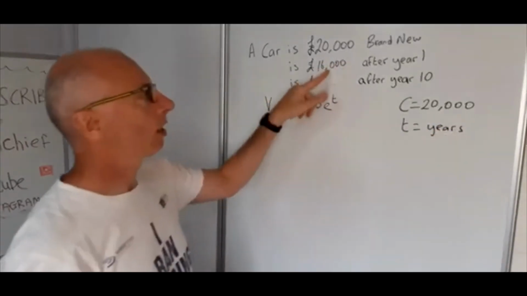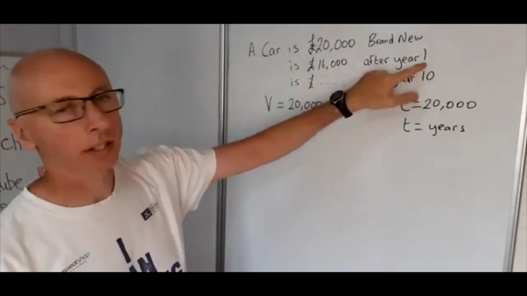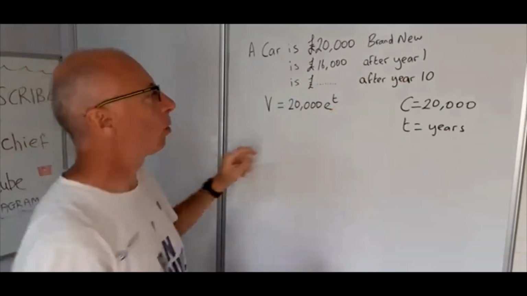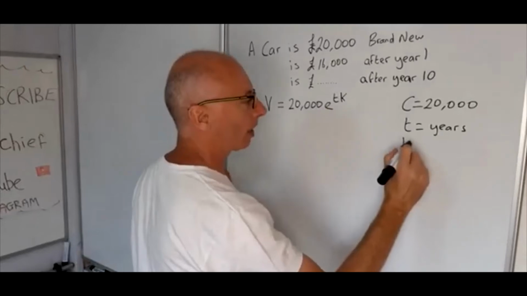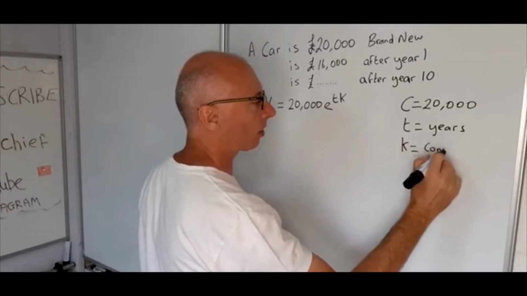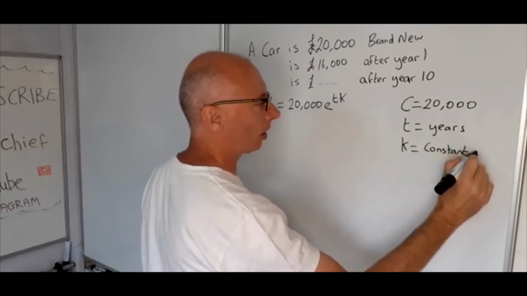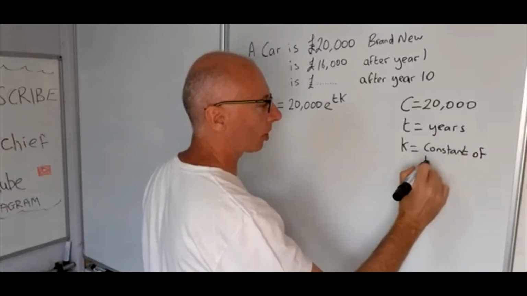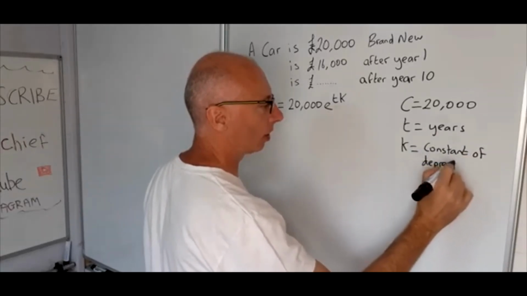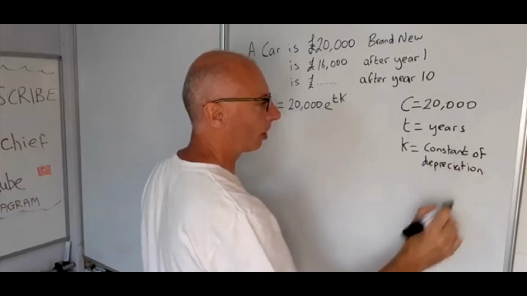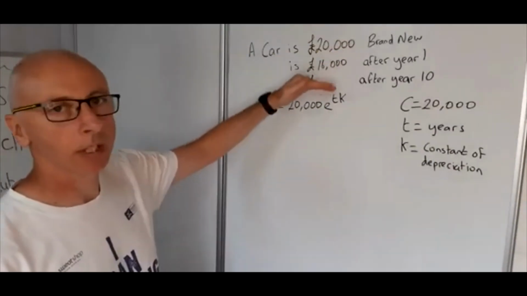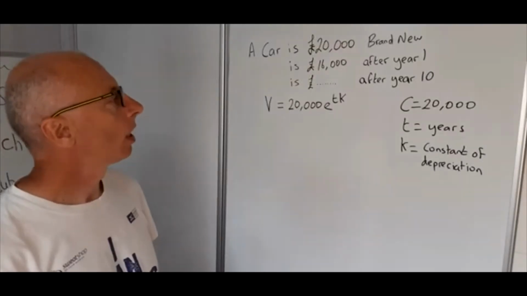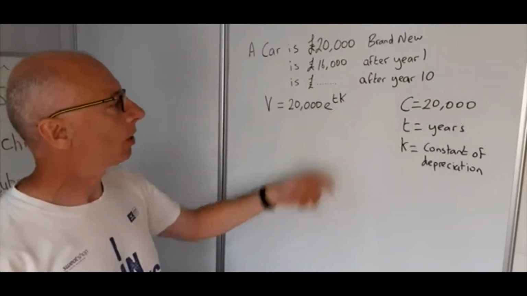So after 1 year, we're down to £16,000. So here T will be 1. And then we'll multiply that by some constant K. So K, this is a constant of depreciation. That's going to be just some value that we can put in there that'll help us to keep to this model. So how are we going to find K? That's what we need to do.